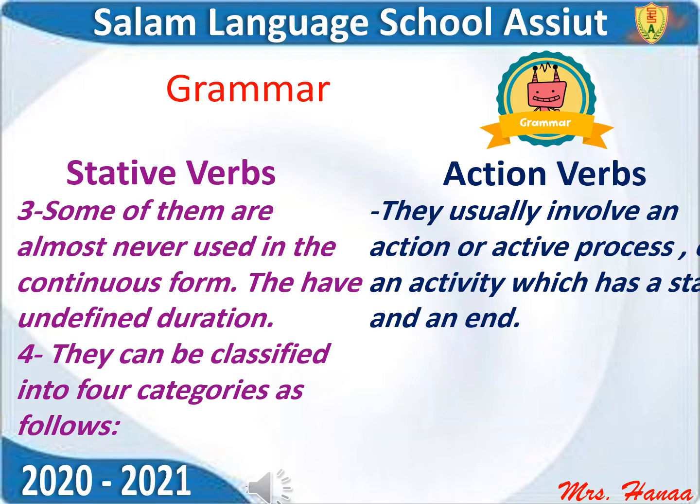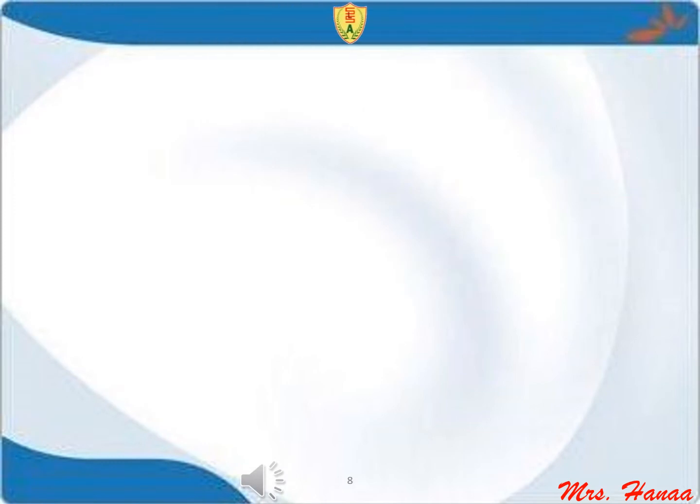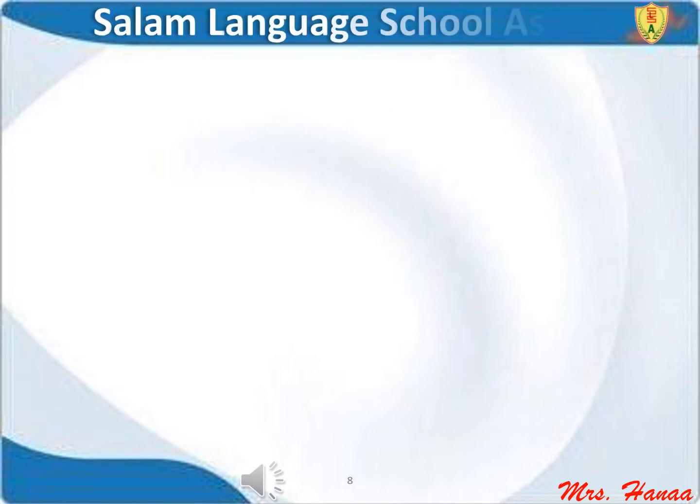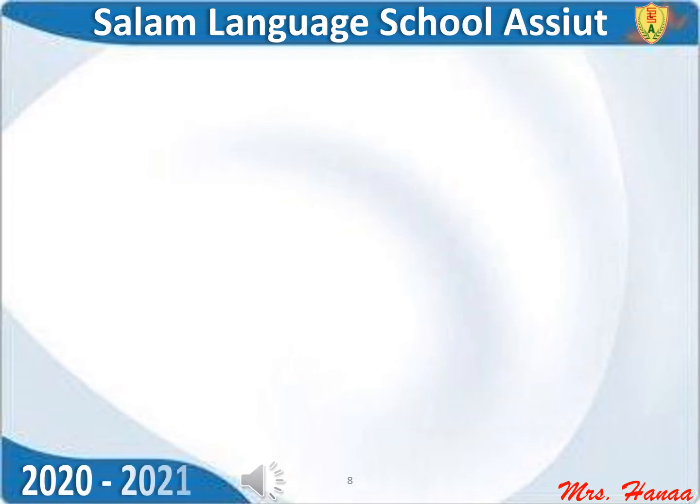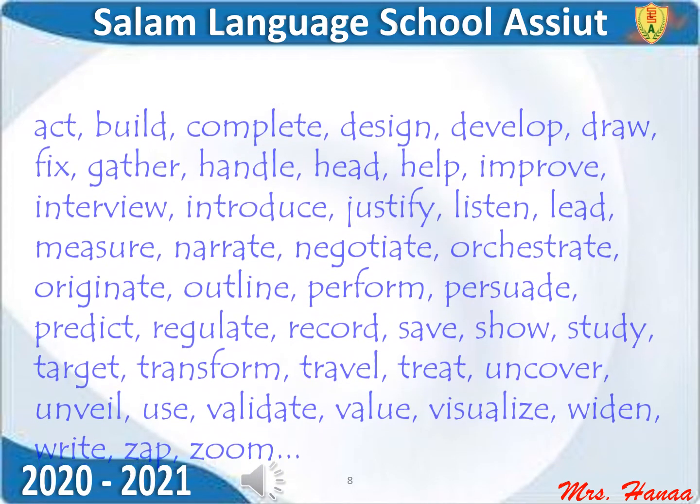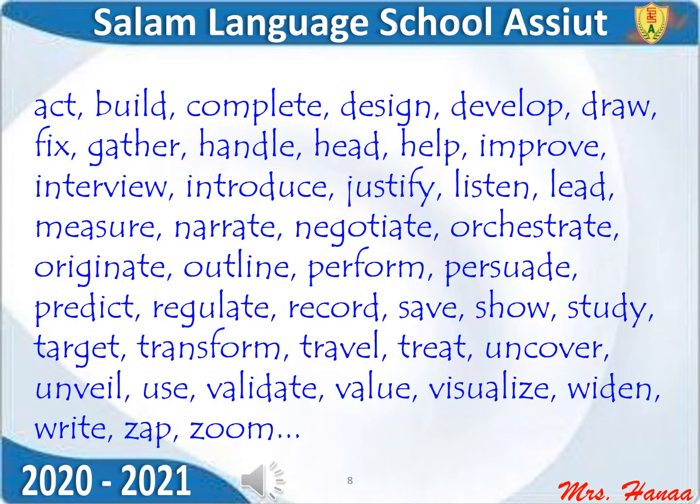What about action verbs? We said that they usually involve an action or active process or an activity which has a start and an end. I can say, I played football or I was playing football. So it has a start and an end. Here you have a list of so many dynamic verbs that express an action or something we do or change. Take your time and study them carefully.